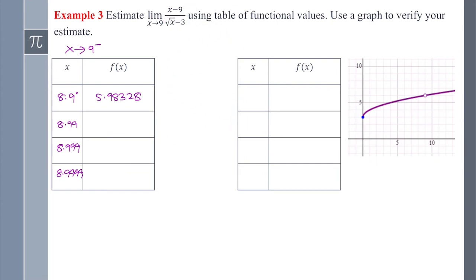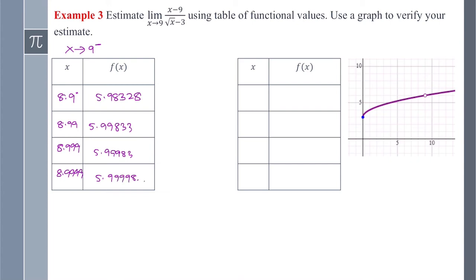Okay, so similarly, let's plug in other values into the calculator and see what we get. I'm not going to show all the work here. You can put it into the calculator and find the values. So when we plug in 8.99, we are going to get 5.99833. When we plug in 8.999, we get 5.99983, and there are more numbers. I'm just writing a few decimal places. Then if we plug in 8.9999, we get 5.99998, and then more numbers after that.